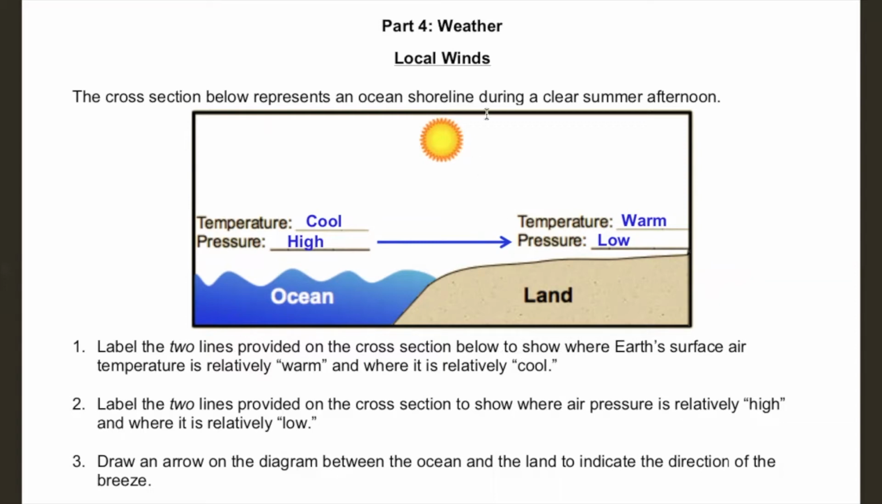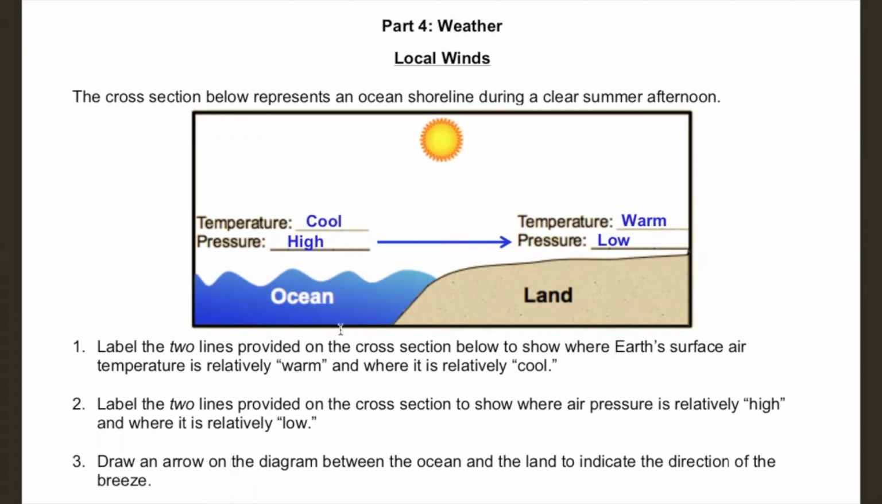Now, you've got to be careful. This is a clear summer afternoon, so there's the sun. We have water and land. And we should know ocean water has a very high specific heat, so it takes a long time to heat up. But the land is going to heat up real fast. So compared to the ocean, the temperature of the land is going to be warmer. And compared to the land, the temperature of the water is going to be cooler.